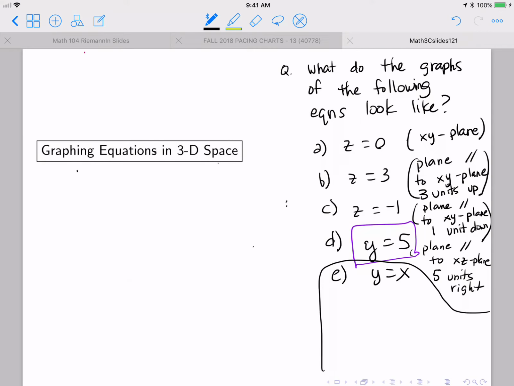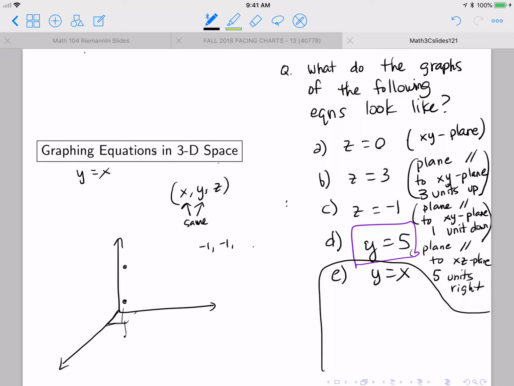Okay, so if we want to plot y equals x, we're looking at points where the x and the y values have to be the same. The x and the y coordinates have to be the same. So for instance, we could have (1, 1, 1), or (1, 1, 5): right 1, forward 1, up. It could be negative too. We could also have (-1, -1, 3), which would be -1, and then to the left, and then up 3.